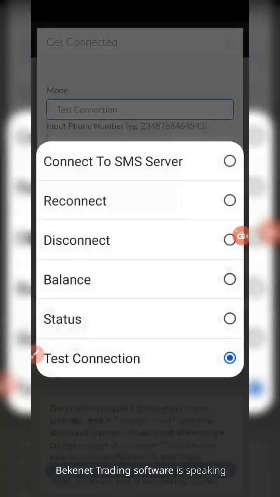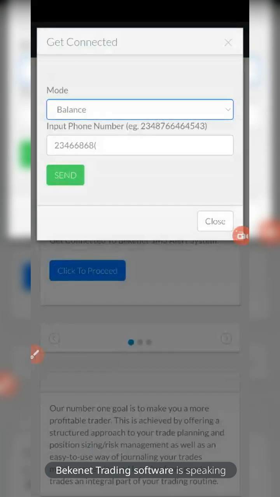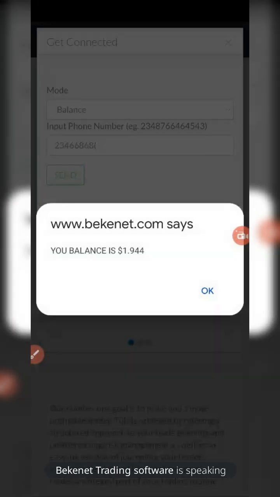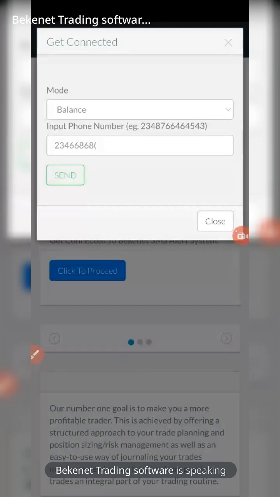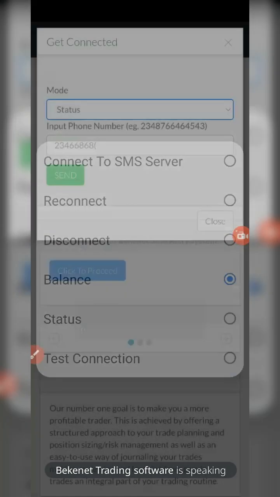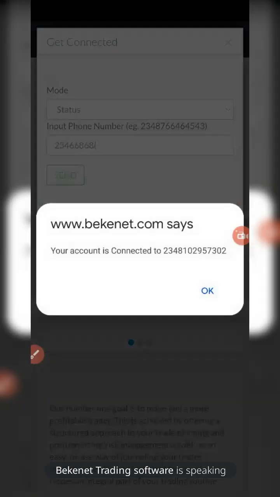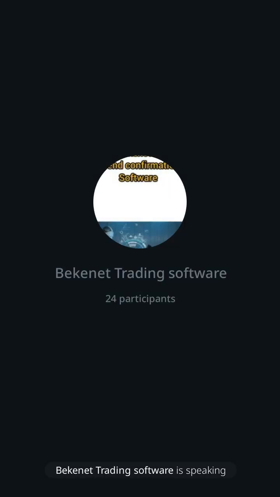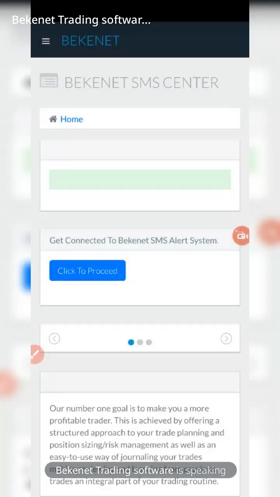Then every other function here, you can check balance. Let me check my balance. I've not been using this guy. It says, let me check. I still have 1.94 cents of my balance for the crypto department. Then you can check your status. Let me check status to know if it's connected. It's connected. This is the number I always receive SMS notification for. So that is that for that.